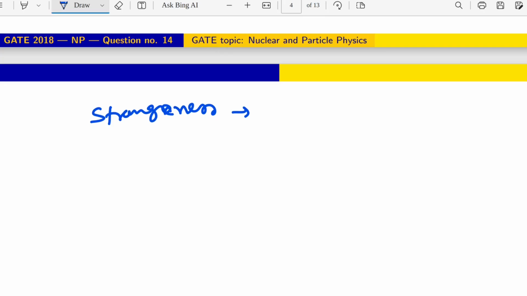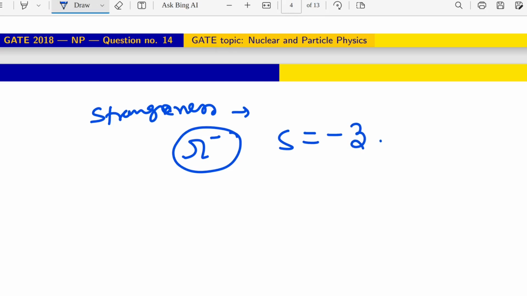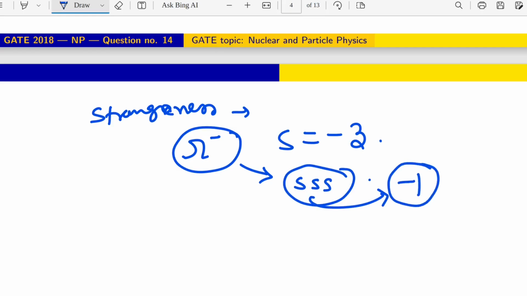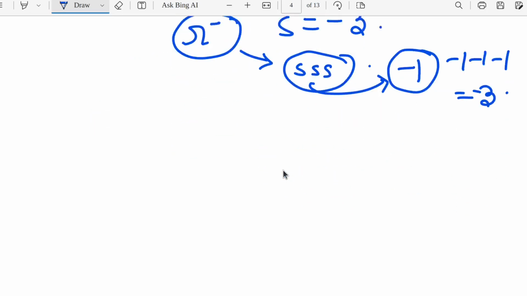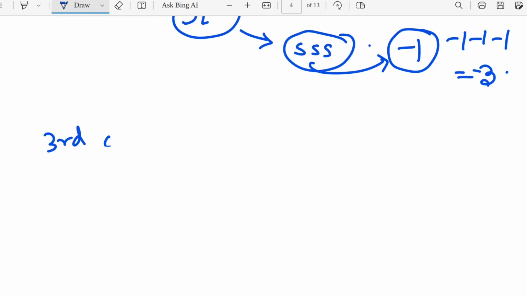As an example, for omega minus, the strangeness quantum number is -3. That means obviously the quark content of omega minus will be S, S and S, because each S gives -1 strangeness quantum number. So it will be -1, -1, -1, which is -3. Now what is the third component of isospin?